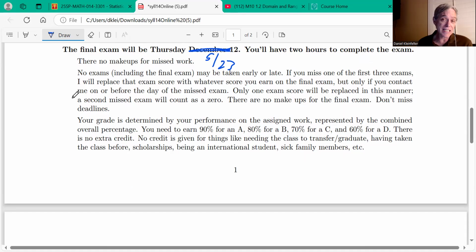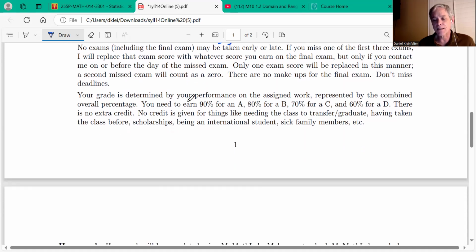If you miss the test and then email me like 2 weeks later, hey, that test we had back in February, I missed it, then we may not replace that one with the final. So let me know right away if you miss a test or are going to miss a test. Only one exam score is replaced. So if you have the misfortune of missing a second test, that second one's going to count as a 0. So try not to miss more than one test.